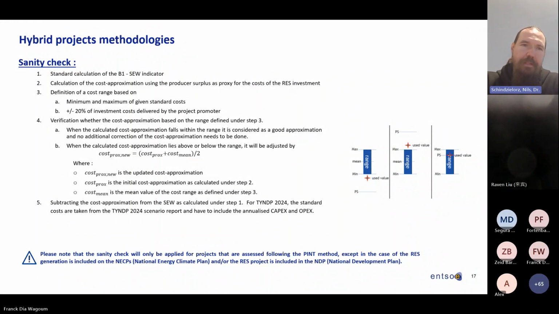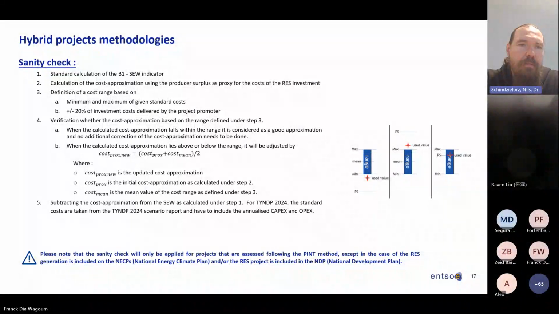because as said, the cost is just an assumption, and we included this methodology in the sanity check to get a more robust picture of the costs to be taken for this additional generation capacity. What we are doing here is giving a step-by-step example. First of all, a standard calculation of the B1 indicator. This is what we perform in the CBA assessment, which gives us the socioeconomic welfare. Then we use the producer surplus as a cost approximation, just as a proxy for the cost of the generation.